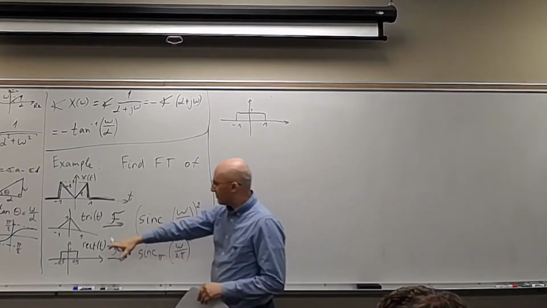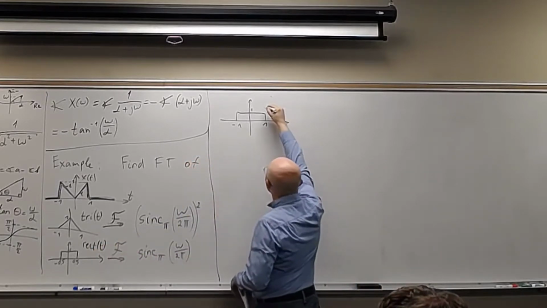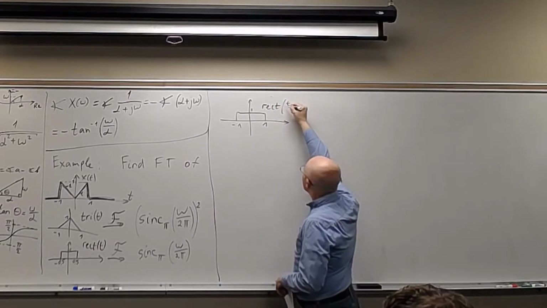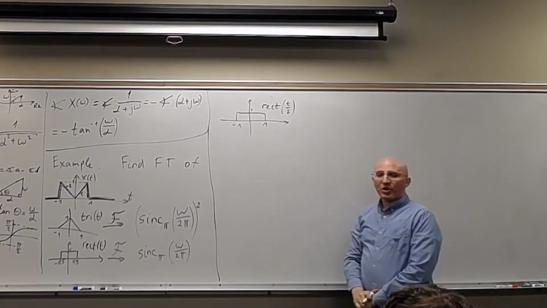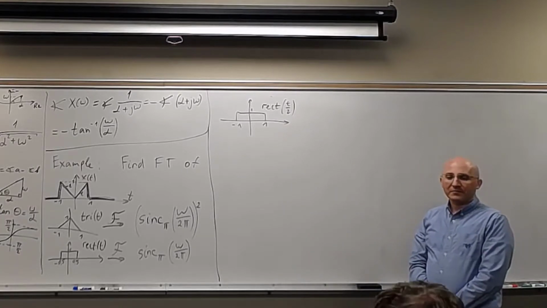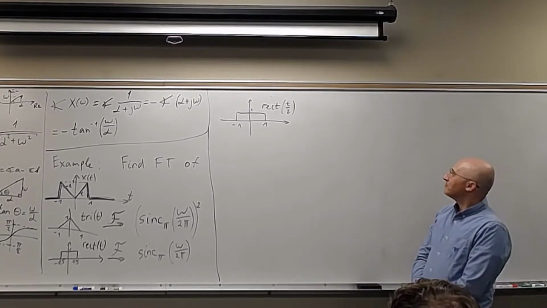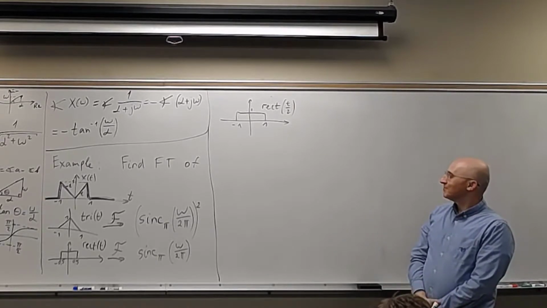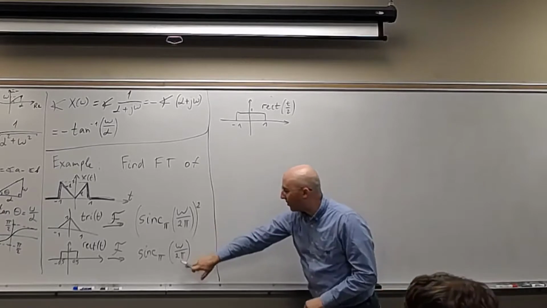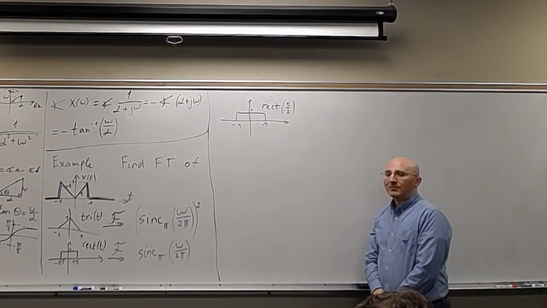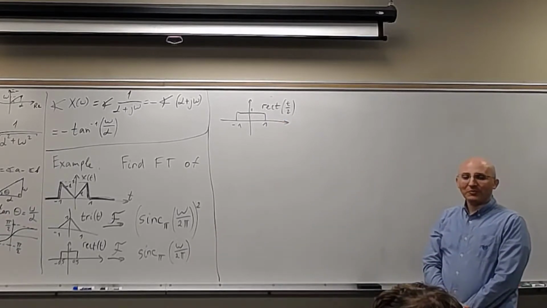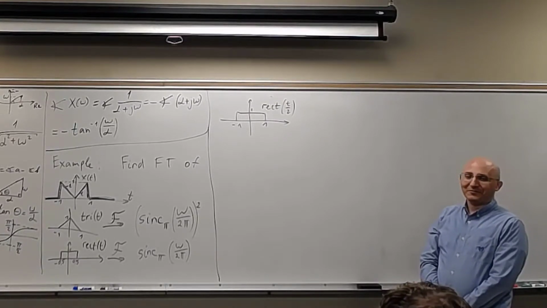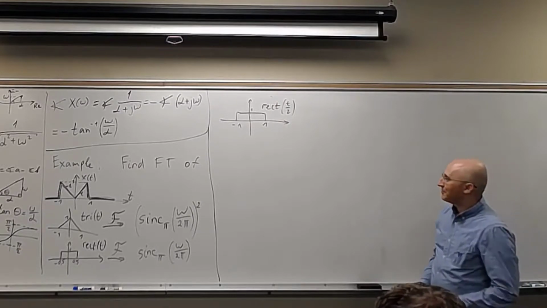So if this one is rectangle of t, so this will be what? The stretched one, right, twice. Rectangle of 0.5t. Yes, that's all correct. Now, how do we go from this one to this one? What do we need to use? The scaling property, right? The Fourier transform scaling property. So let's use it.